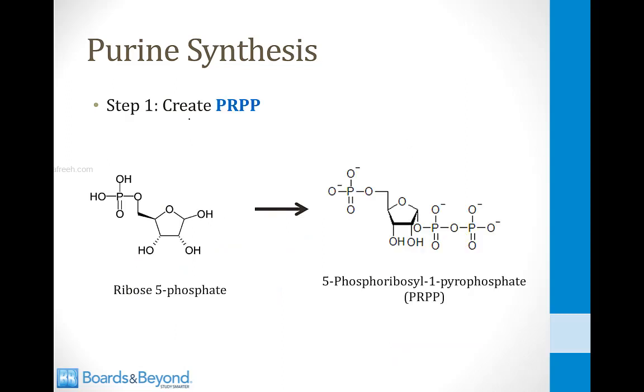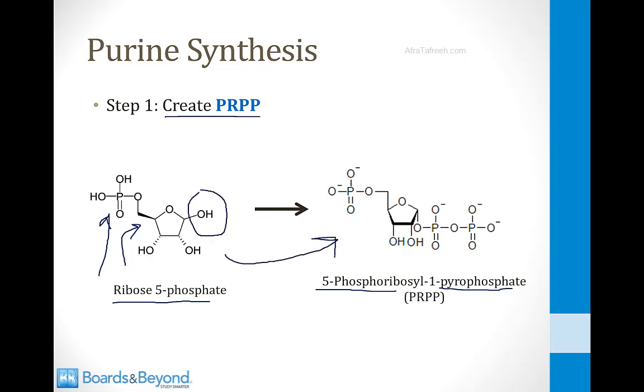Step 1 in purine synthesis is to create a chemical structure called PRPP. PRPP stands for 5-phosphoribosyl 1-pyrophosphate. It is a structure that's synthesized from ribose 5-phosphate, which comes from the HMP shunt. You can see that ribose 5-phosphate has a phosphate group here. It's got a ribose sugar. That's how it gets its name, ribose 5-phosphate. And what you are doing in this first step of purine synthesis is adding phosphate groups to this OH group right here, and that creates a molecule of 5-phosphoribosyl 1-pyrophosphate, or PRPP, and that's the first step in purine synthesis.